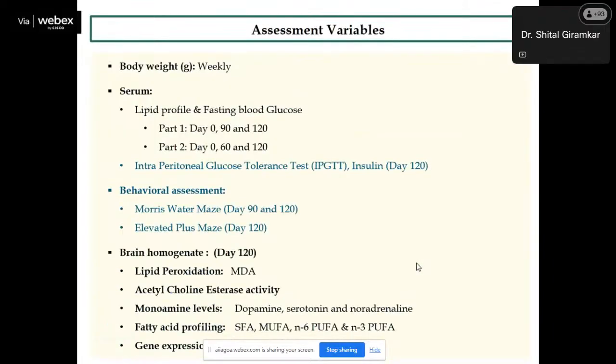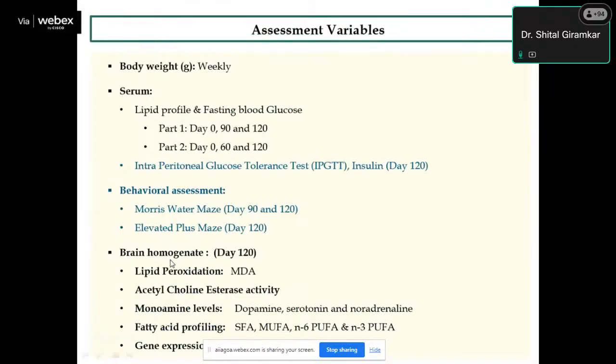Assessment variables evaluated during this experiment were body weight, serum markers like lipid profile, and fasting blood glucose on particular days like day 0, 90, 120 in both the parts. Then IPGTT, intraperitoneal glucose tolerance test, and insulin levels. Then we assessed behavioral parameters, as it was focused on cognitive functioning. So Morris Water maze and elevated plus maze parameters were evaluated for short-term and long-term memory.